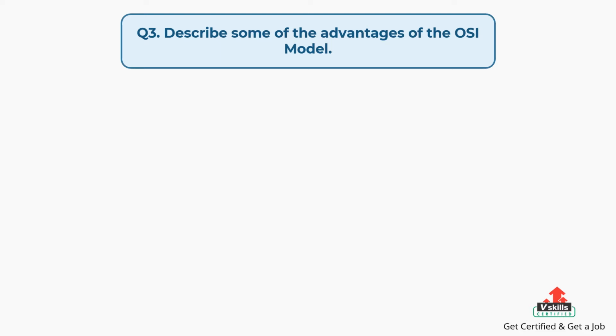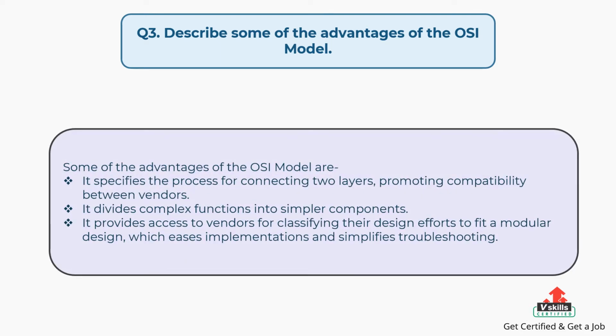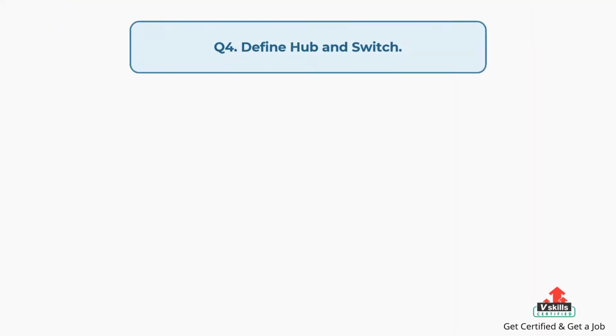The answer is, some of the advantages of the OSI model are: firstly, it specifies the process for connecting two layers, promoting compatibility between vendors. Then, it divides complex functions into simpler components. Lastly, it provides access to vendors for classifying their design efforts to fit a modular design, which eases implementations and simplifies troubleshooting. Question number 4.